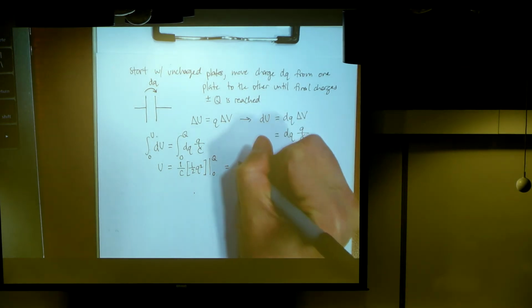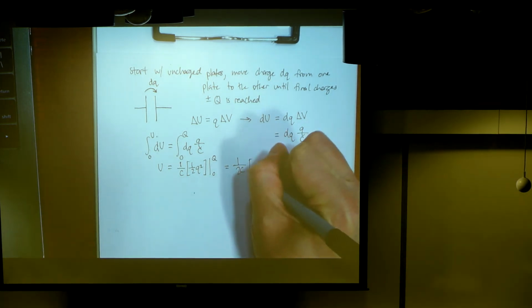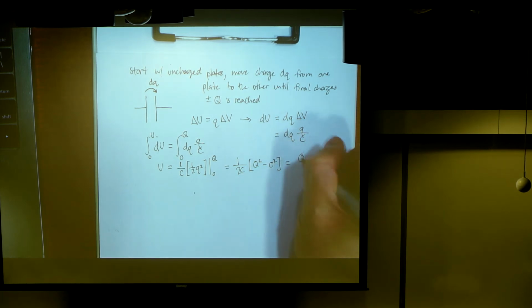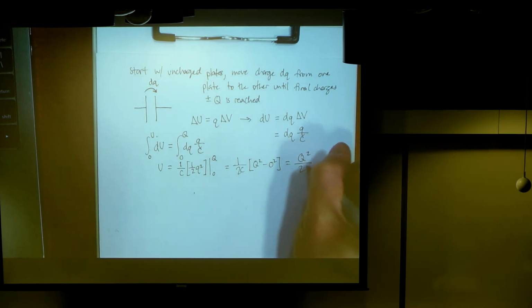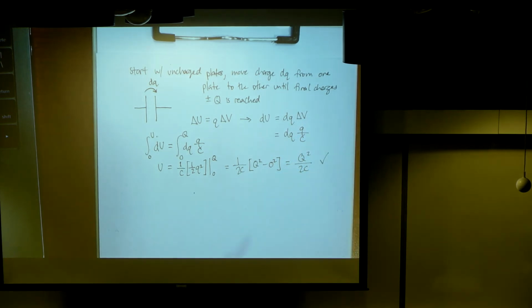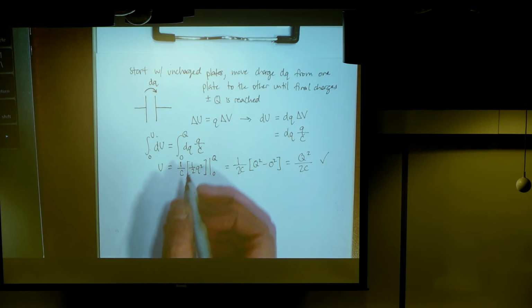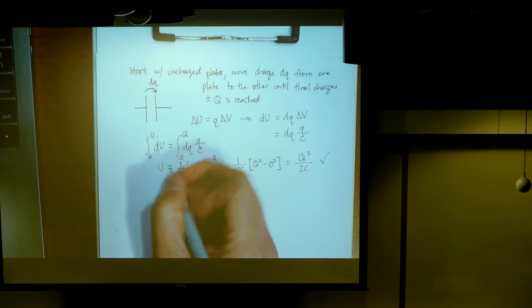So I have 1 over 2 times C, I'm just going to collect the 2 and the C together, Q squared minus 0 squared. So that's where the first formula came from. It was Q squared divided by 2C. So if I know how much charge is on the plates, and I know the capacitance, I can plug those right into this, and it tells me the amount of energy stored in the capacitor. Okay? So that's all well and good, but let's take it a little step further.